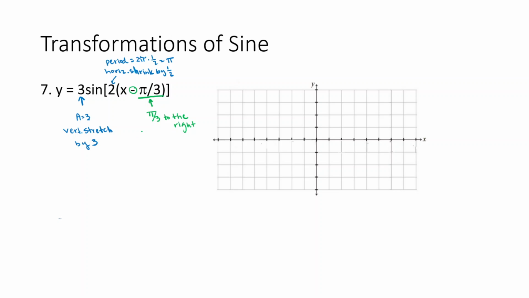Okay? And we call the left and right translations actually a phase shift. So let's take a look at what that means. So originally, this is my sine function. So I'll just sort of sketch it in here. Just put 1 period. Okay, so the phase shift to the right means it's going to take every point and move it to the right pi thirds.